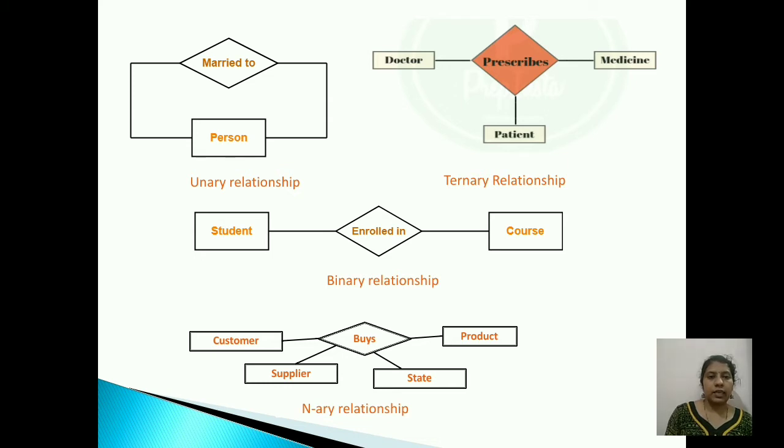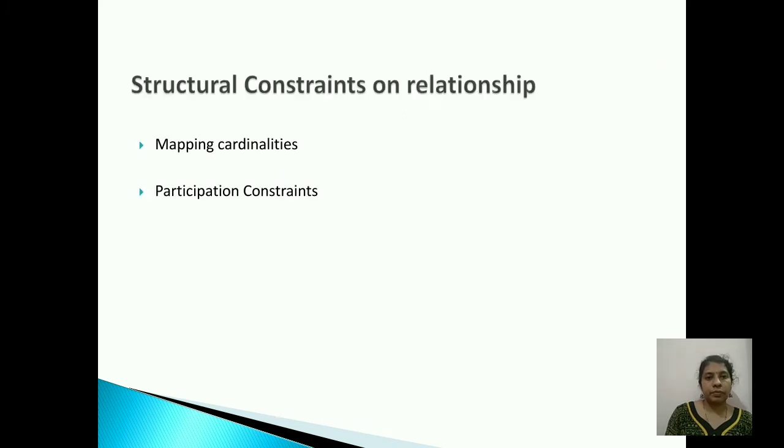And then finally, the n-ary relationship. You can see customer, supplier, state, product. Four different entity types are there, and they are associated via the buys relationship. So buys is the n-ary relationship here. These are the examples for the different types of relationships based on the degree of the relationship.